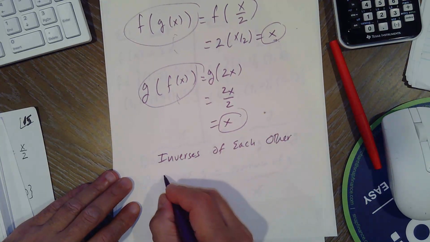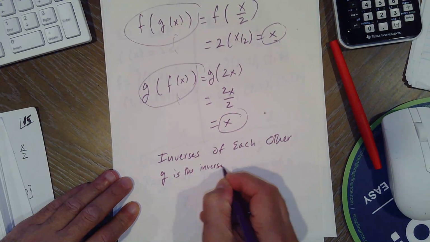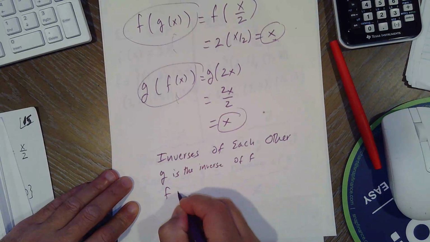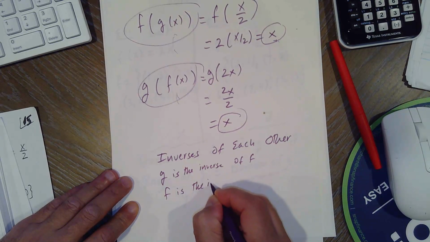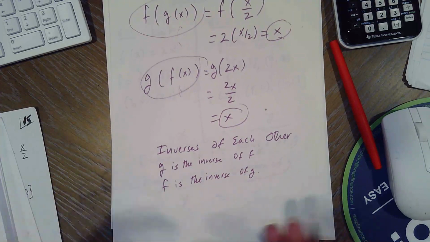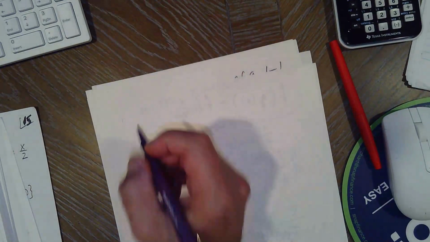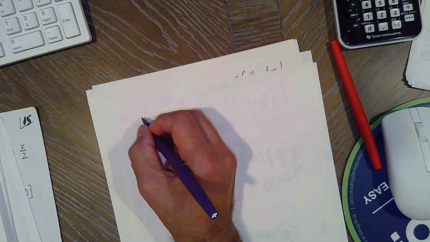So we say g is the inverse of f, and f is the inverse of g. They swap x and y. Whatever is x in f becomes y in g, and whatever is y in f becomes x in g.